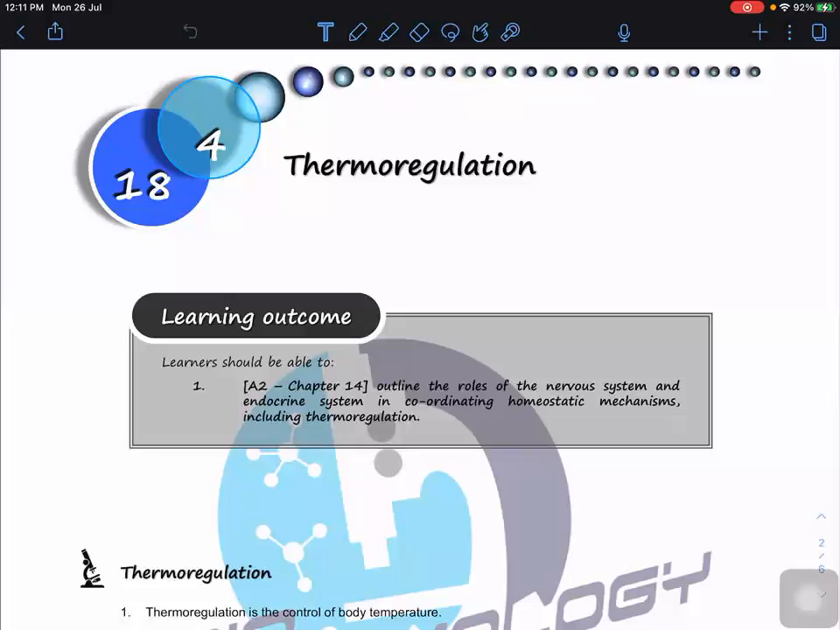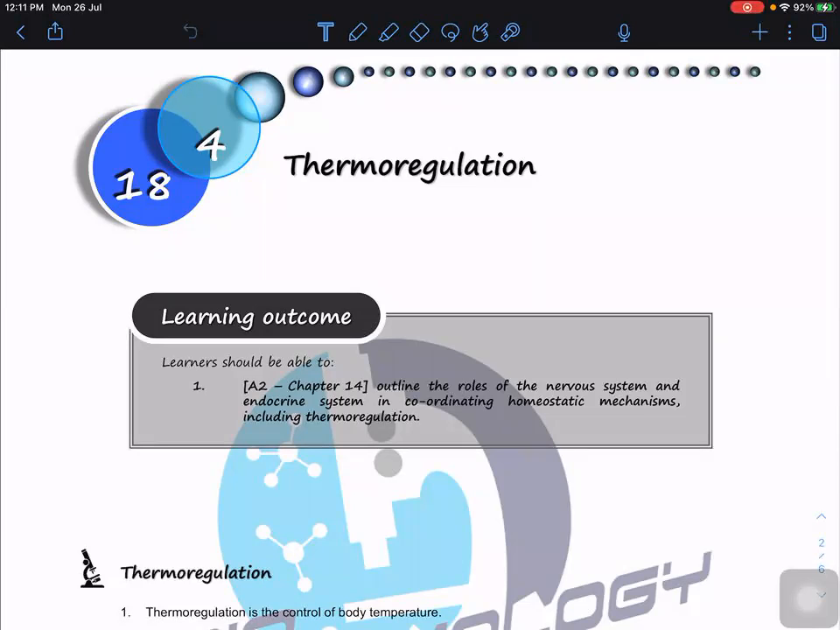But inside our body, we have another set of thermoreceptors located at the hypothalamus, which detect the core body temperature. So in order to have thermoregulation, we need two sets of data. These two sets of data play an important role in helping us regulate our core body temperature.